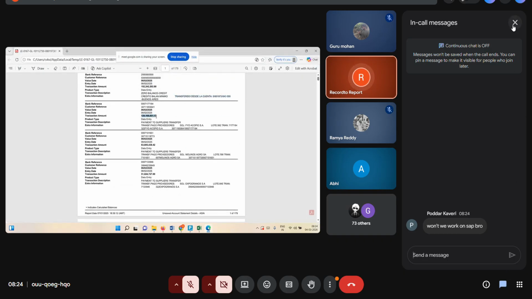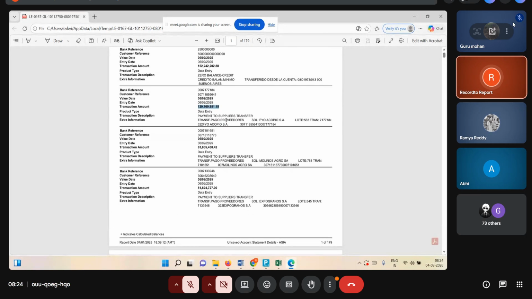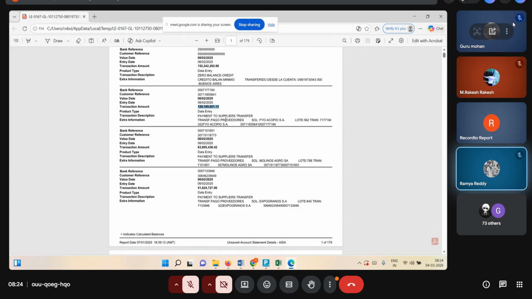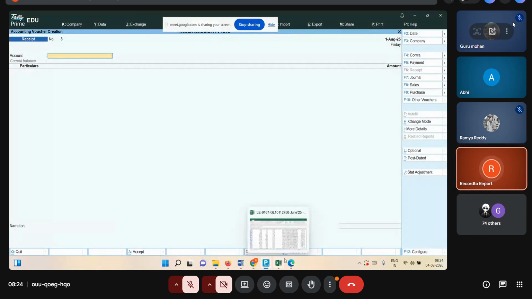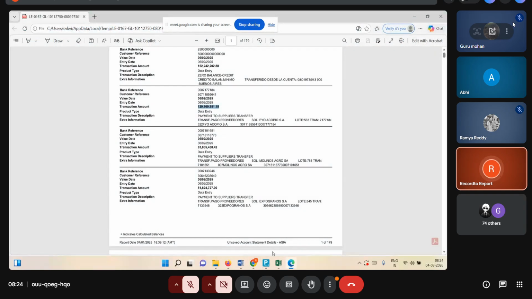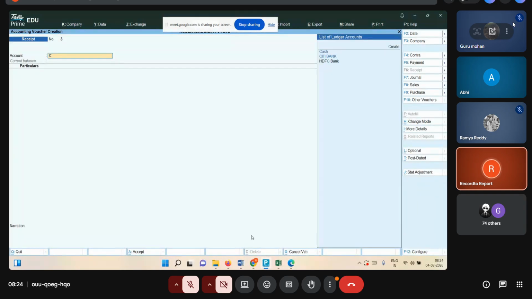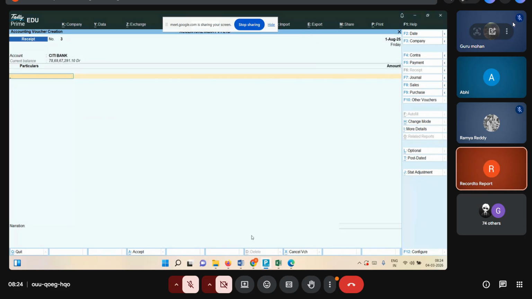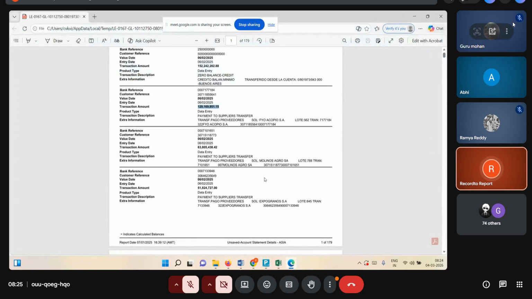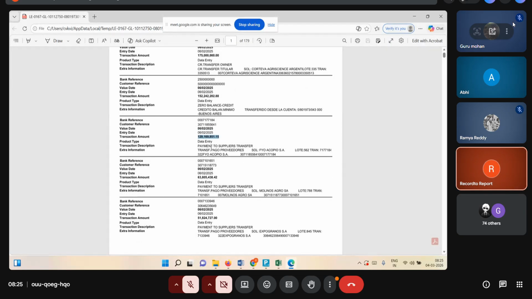Is it a payment or receipt, guys? Yes, it is a receipt. Okay. So what is the money we received here? We received 1, 2, 3, 1, 2, this thing. Okay. So Citibank. So what is the money we received here?